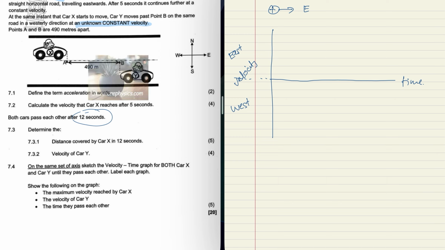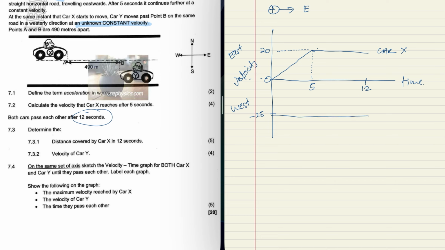Now, car X starts from rest, so the velocity is 0, and it accelerates for 5 seconds. And we know the velocity at 5 seconds, we worked it out to be 20. Then, until 12 seconds, it moves at a constant velocity. But car Y, so this is car X, but car Y on the other hand is traveling westerly, and it's traveling at minus 25. So that's going to be a straight line like so, constant velocity.